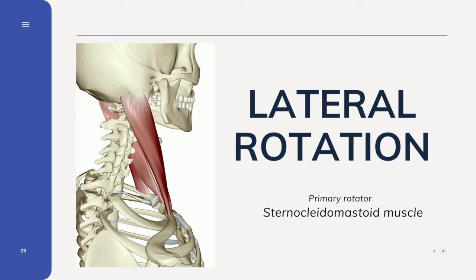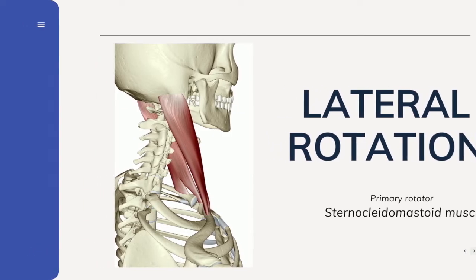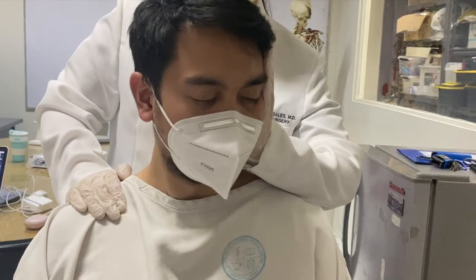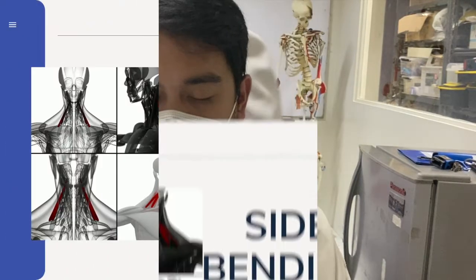For lateral rotation, the primary rotators are again the sternocleidomastoid. To test motion of the left lateral rotation, stabilize the side of the right shoulder with your hand and place your other hand on the left mandible. Instruct the patient to rotate his head against your palm. Do this for the opposite side as well.